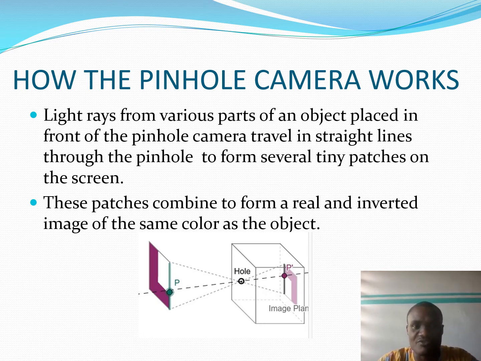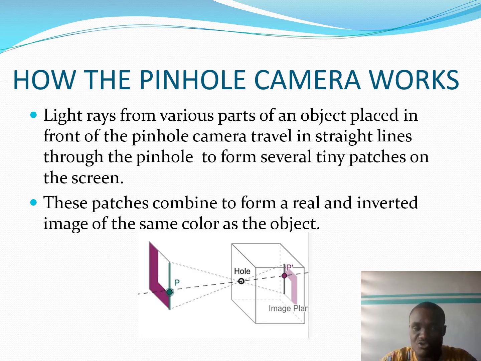Now, light rays from various parts of an object placed in front of the pinhole camera travel in a straight line through the pinhole to form several tiny patches on the screen inside of it. So these patches combine to form a real and an inverted image of the same color as the object in front of the pinhole camera. Now, it forms on a screen.